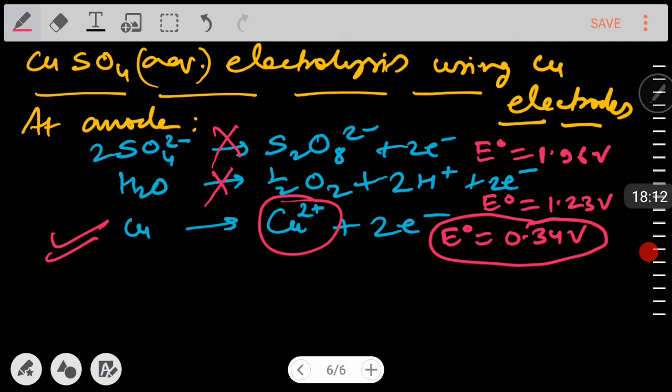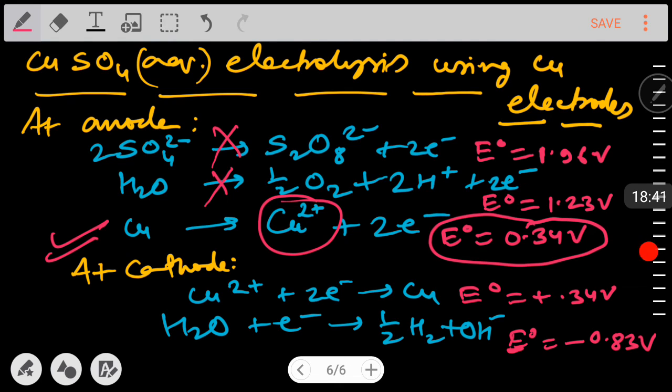Previously, when we used the platinum electrode, the second reaction was with first preference, that is oxidation of water, and we got O2 and H+ as products. But when we change to the copper electrode, the copper electrode is oxidized to give Cu2+ ions. So there is a change in the product when you change the electrode from platinum to copper.